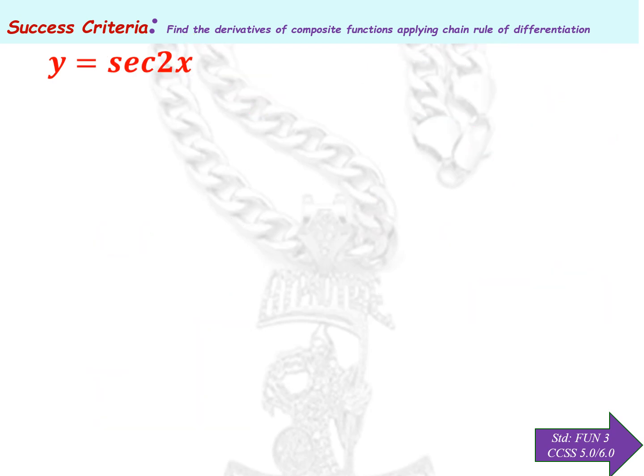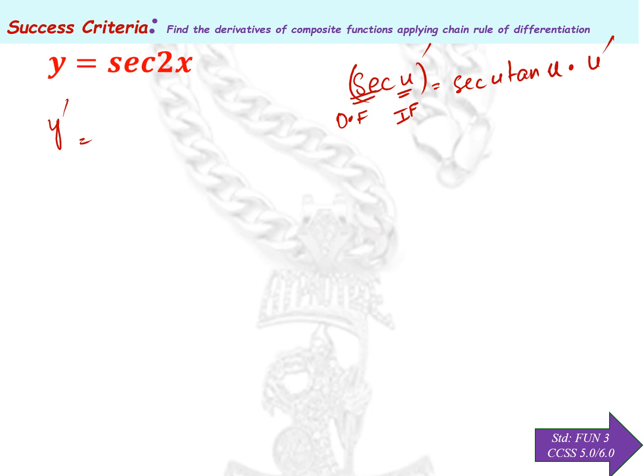Okay, now let's try to solve this question, y prime. First of all, understand what the derivative of secant u is. U is what? The inner function, and secant is what? The outer function. So the derivative of secant u is secant u, tan u, and then the inner function with the derivative. Now here the inner function is our 2x, which means this u is actually 2x. So secant 2x, what will we write?